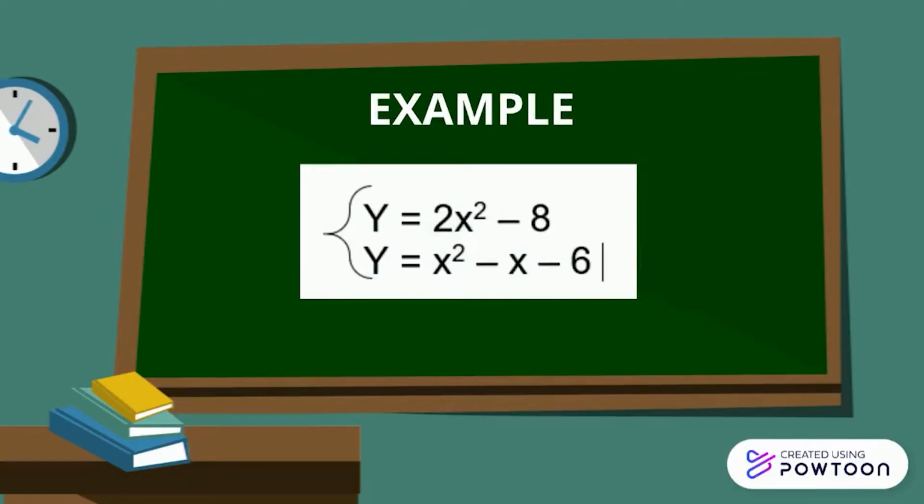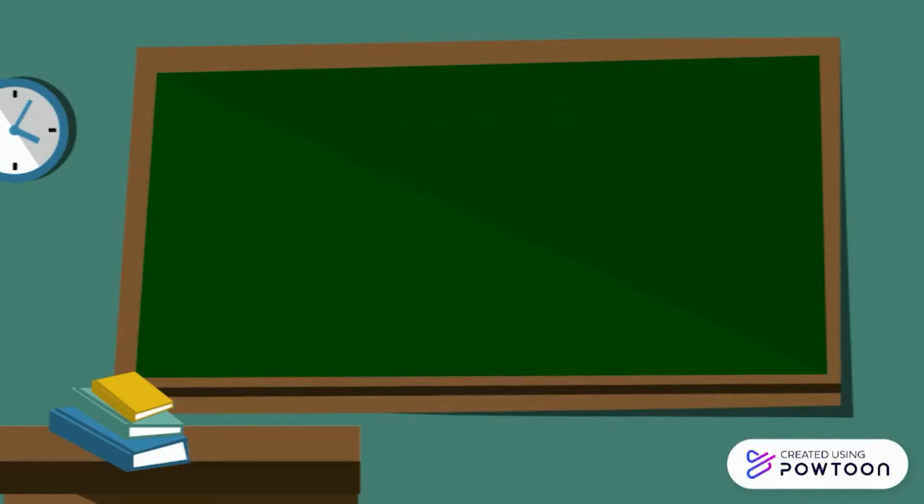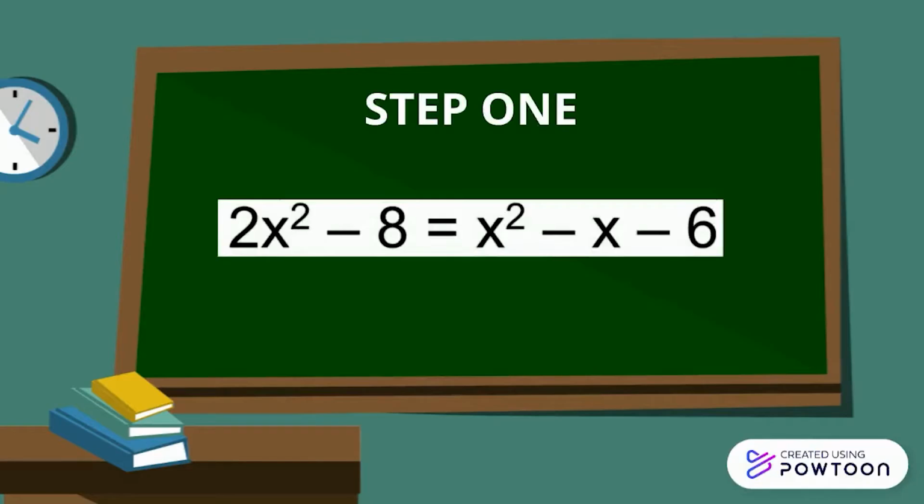Example: y equals 2x squared minus 8, y equals x squared minus x minus 6. We can solve it analytically by following the steps below. Step 1. We have to use the most convenient solution method. In this case, we will use the equalization method that equals y with y. So, y equals y. 2x squared minus 8 equals x squared minus x minus 6.